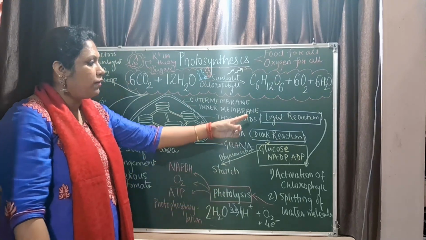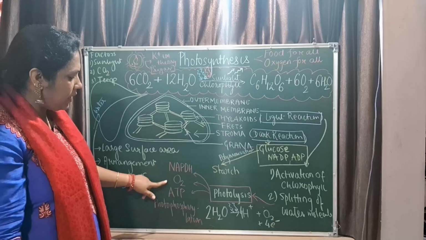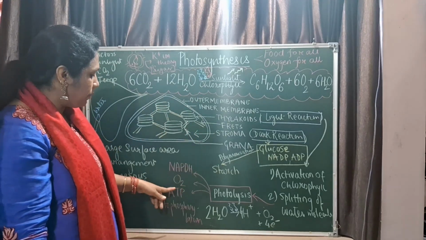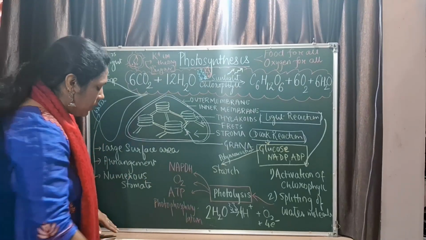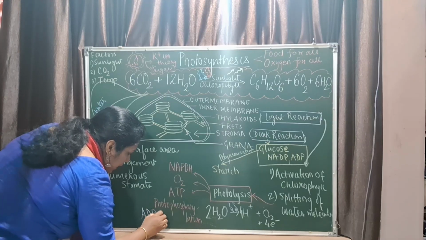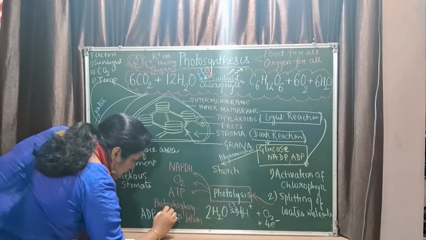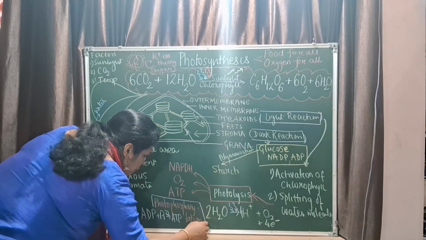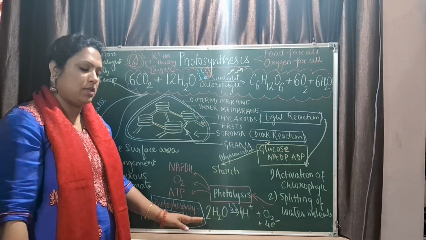The end product of light reaction is NADPH, oxygen and ATP. NADPH and ATP will go into the stroma for the dark reaction to happen. Oxygen will be released. Now this process of ATP production, how is ATP produced? ADP plus inorganic phosphate will give you ATP in the presence of light. So it is called photophosphorylation. Photophosphorylation is production of ATP in the presence of light.